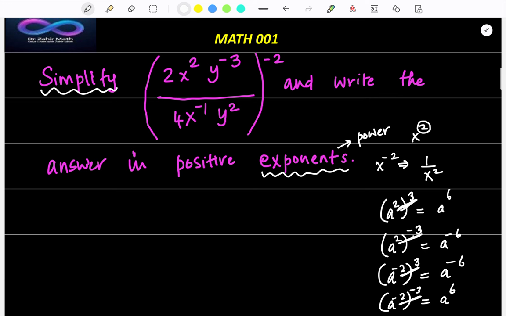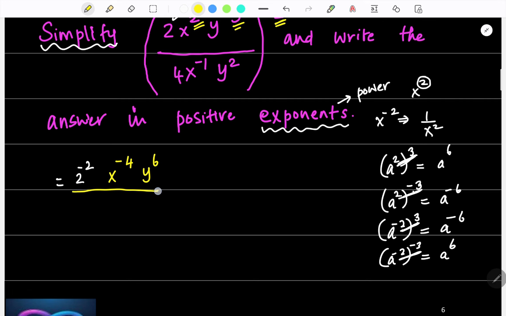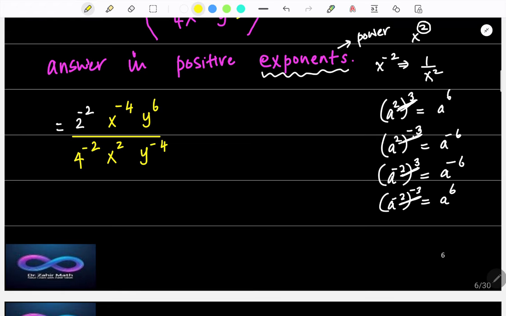So in the same manner, you just work it on this. 2 power minus 2. This is equal to 2 power minus 2, right? And this one, x to the power of 2 multiplied by minus 2, which is minus 4, right? And minus 3 multiplied by minus 2. So it is y power 6. Clear? Right. And then divided by, right? Now this is 4 power minus 2. This is x, okay? Minus 1 minus 2, which is going to become plus 2. Then y, 2 multiplied by minus 2. We are going to get what? Minus 4.